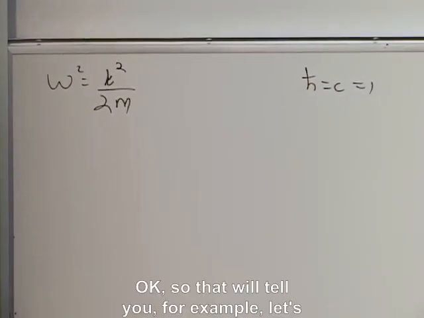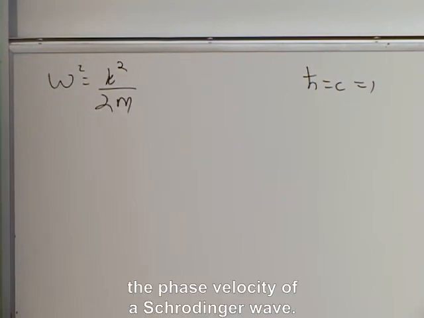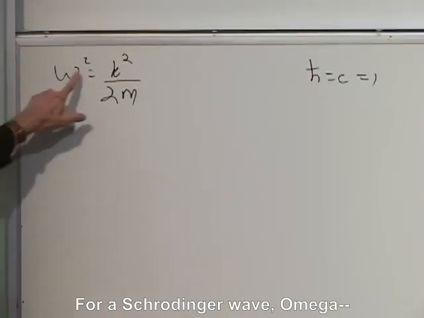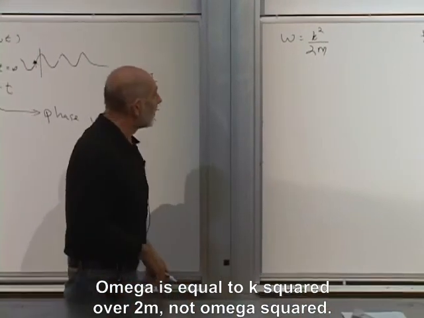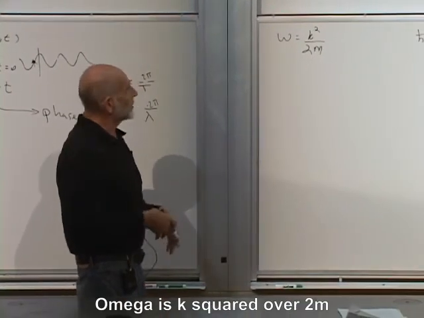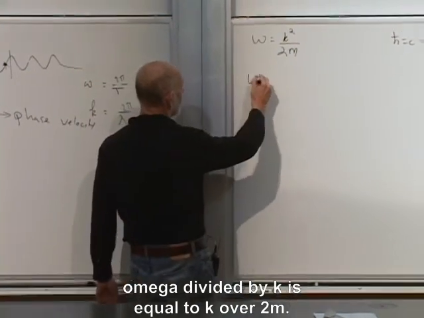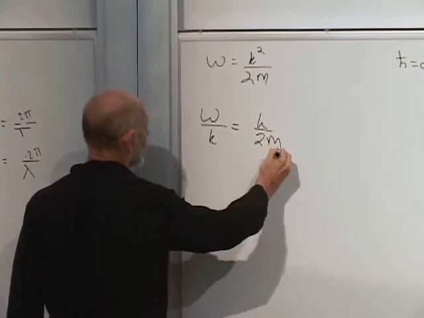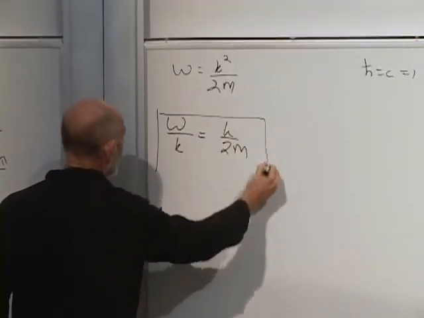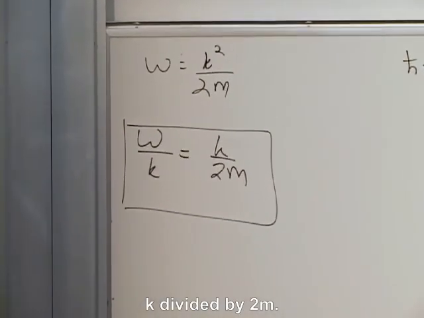Okay, so that would tell you, for example, let's compute the phase velocity of a Schrodinger wave. For a Schrodinger wave, omega is equal to k squared over 2m. So what is the phase velocity? It's omega divided by k. Omega divided by k is equal to k over 2m. That's the phase velocity, k divided by 2m.